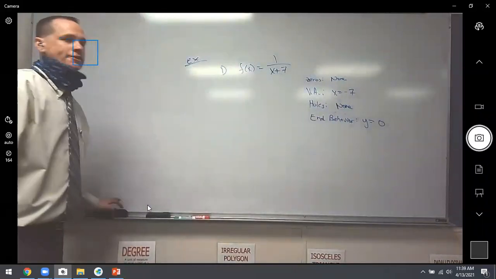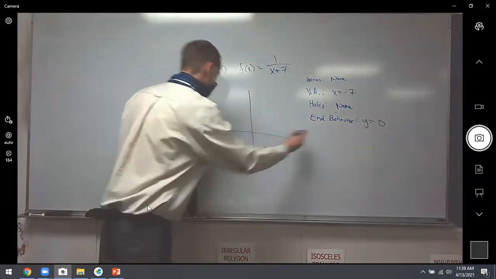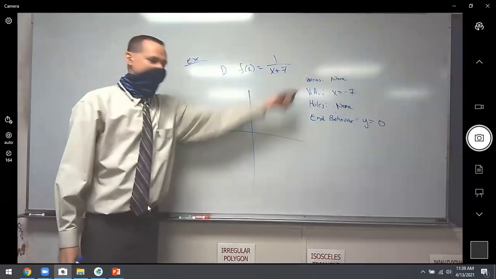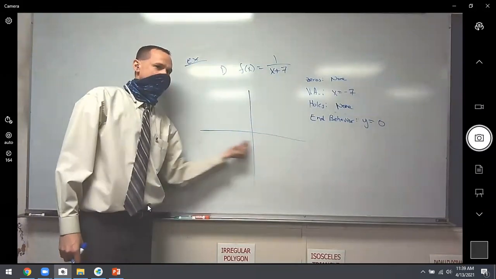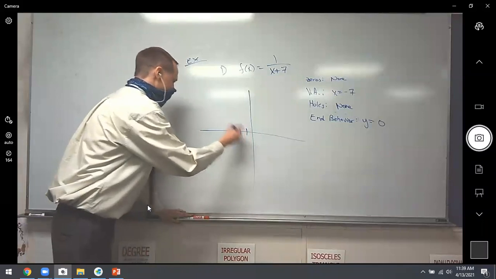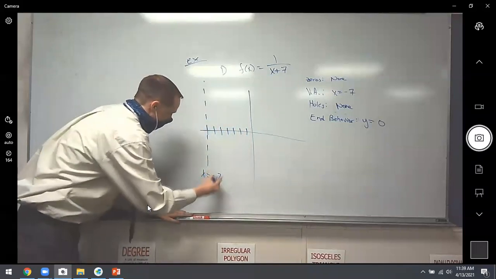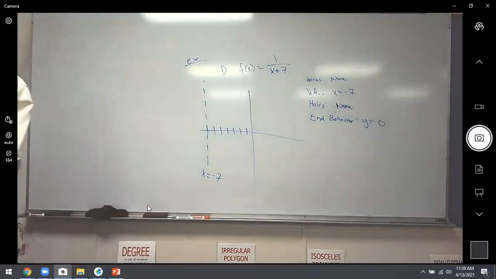Okay. So putting this all together, there are no zeros. That means it will never cross this x-axis. Fair enough. There's a vertical asymptote at -7. 1, 2, 3, 4, 5, 6, 7. X equals -7. There are no holes. We don't even know what a hole is yet. We haven't done it yet. So this example doesn't show you what that is yet. But the end behavior means y equals 0.